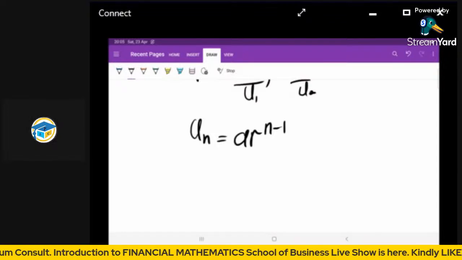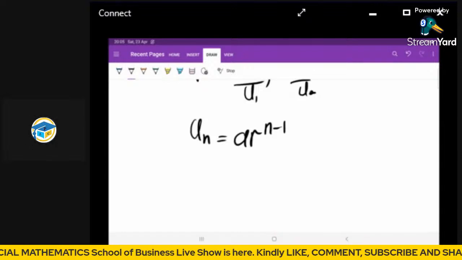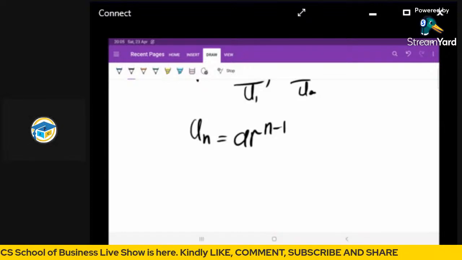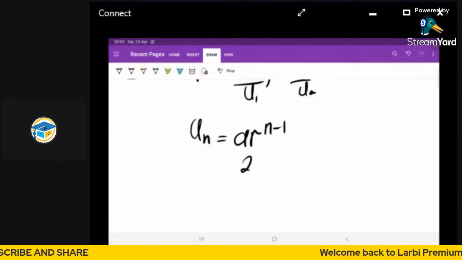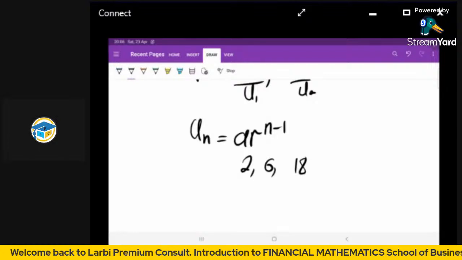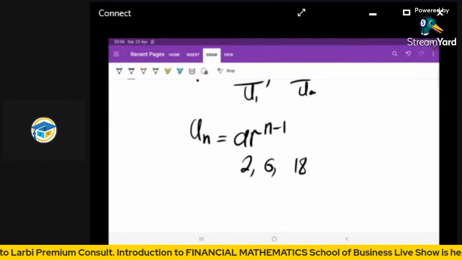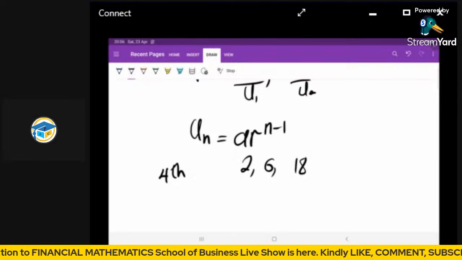All right, having gotten the formula, let's take an example. Let's say we are asked to find the fourth term of the sequence. I have my sequence 2, 6, and 18, and you're asked to find the fourth term of this sequence. How do you go about that?